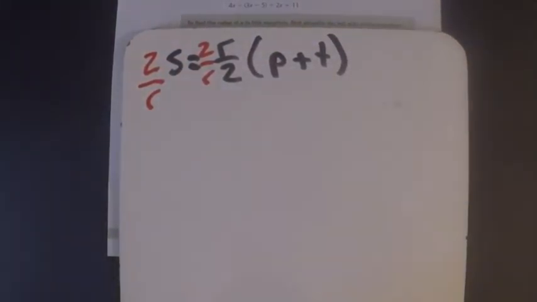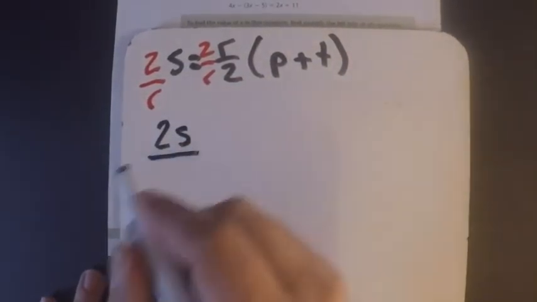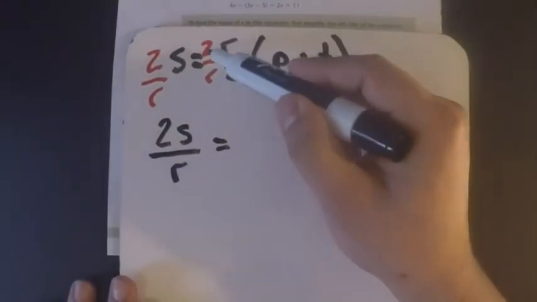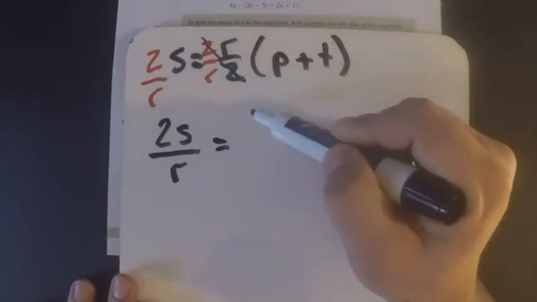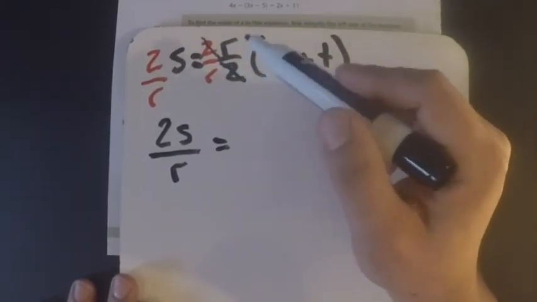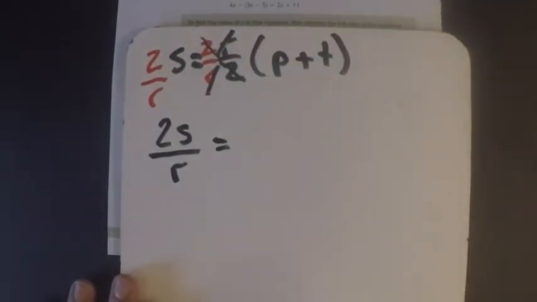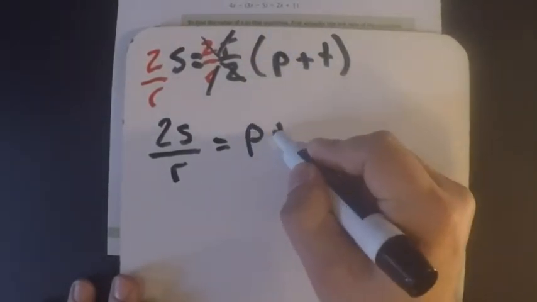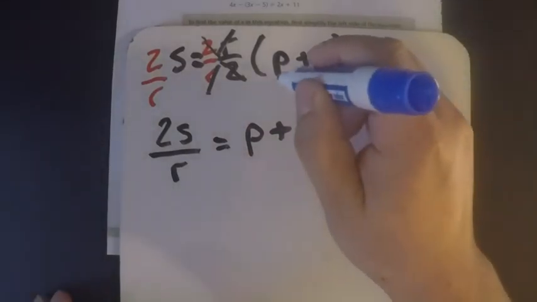So when we multiply our left side here, we have 2 times s, which is 2s, divided by r, is equal to. Now the reason we multiply by the reciprocal here is because our 2's are going to turn into a 1, because 2 divided by 2 is 1, and r divided by r is also 1. So now we're just left with what was inside of our parentheses. 1 multiplied by this is going to leave it the same. So p plus t.